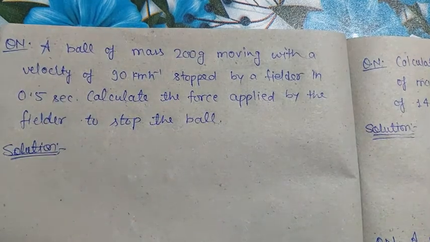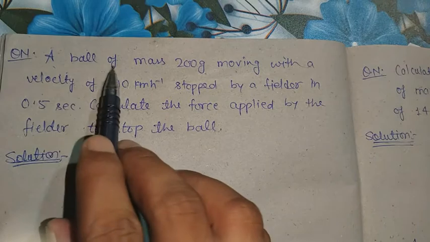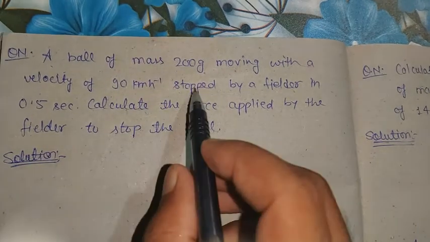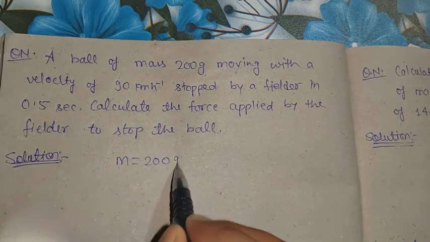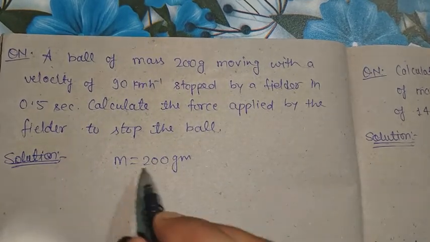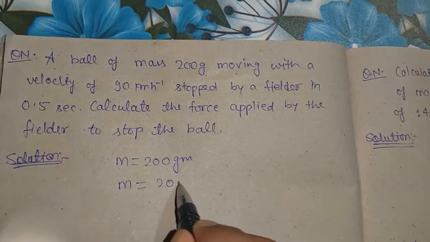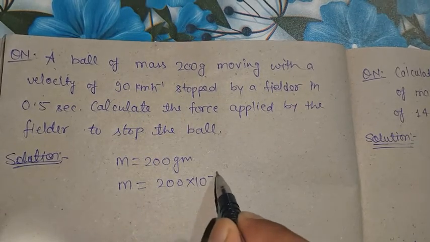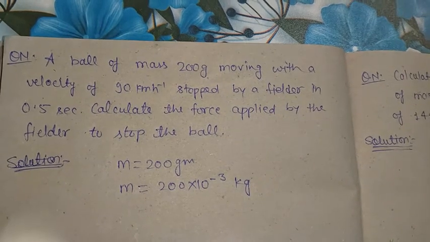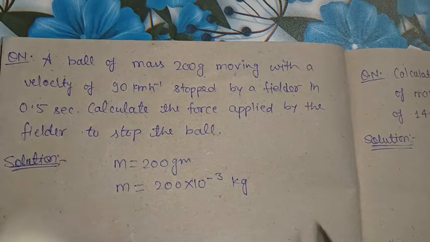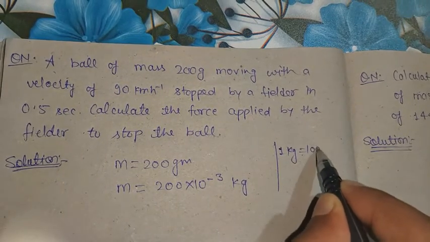This is a question based on momentum. A ball of mass 200 gram, m is equal to 200 gram. So if we change this gram into kilogram, we have to multiply by 10 power minus 3. This becomes this. Now this is in kilogram, because 1 kilogram is equal to 1000 gram.